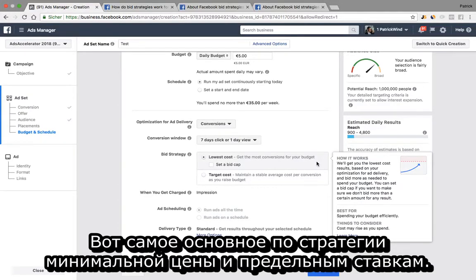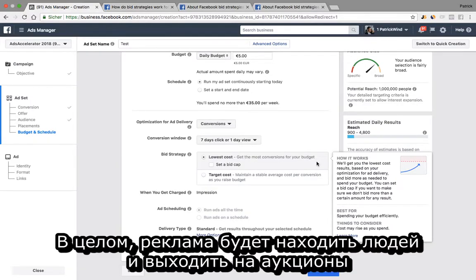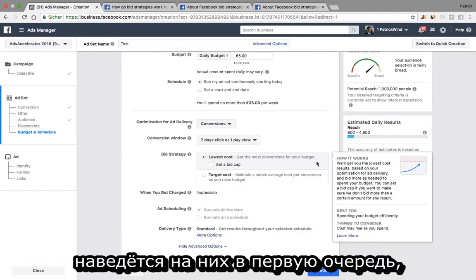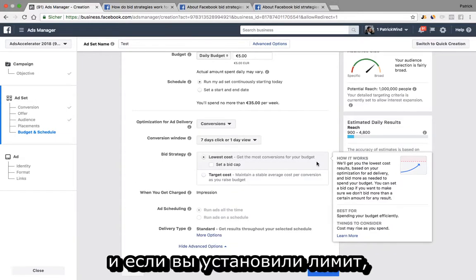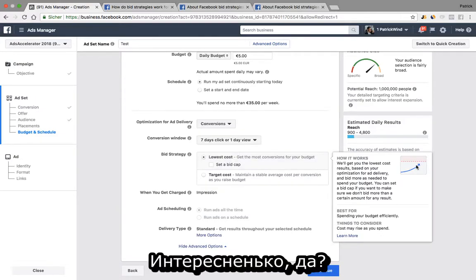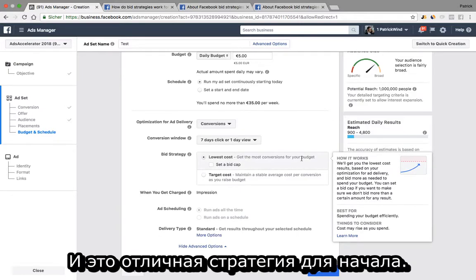So that's basically a good summary of what the lowest cost bid strategy with a bid cap is. It basically finds the auctions with the lowest estimated cost per conversion, attacks all of them first, and if you set a bid cap, it would not target people that have higher estimated cost per conversions. Pretty interesting, right? And that sounds of course very good, and it's a good strategy to get started.